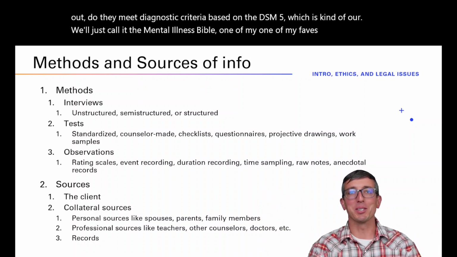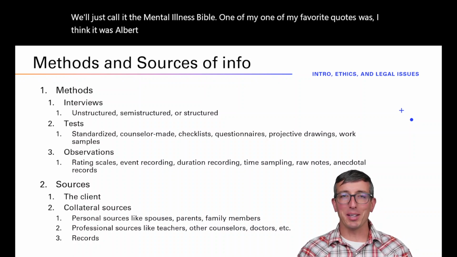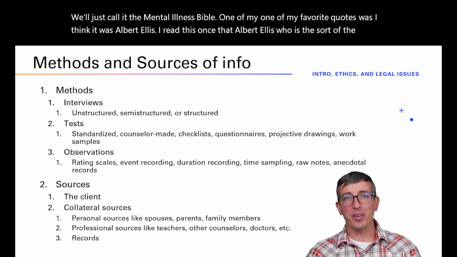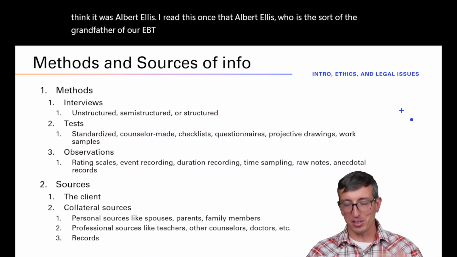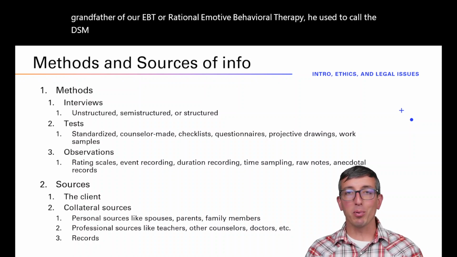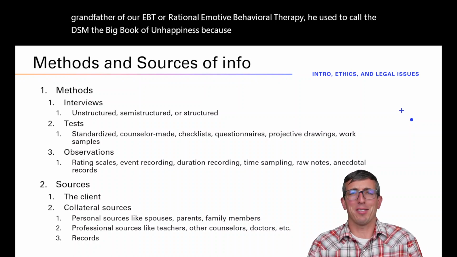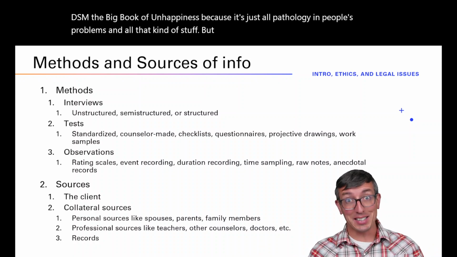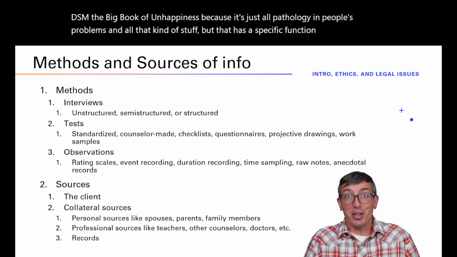One of my favorite quotes was, I think it was Albert Ellis. I read this once, that Albert Ellis, who is the sort of the grandfather of REBT, or rational emotive behavioral therapy, used to call the DSM the big book of unhappiness, because it's just all pathology and people's problems and all that kind of stuff. But that has a specific function in our therapeutic world, right?